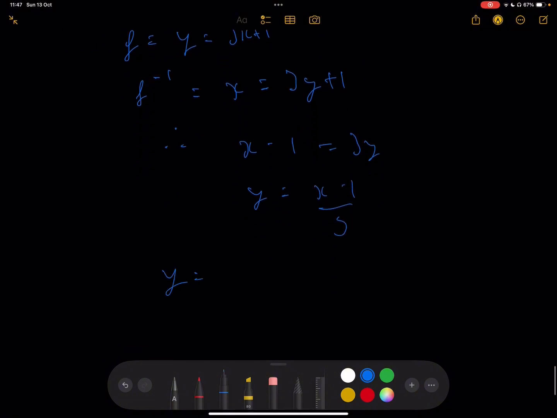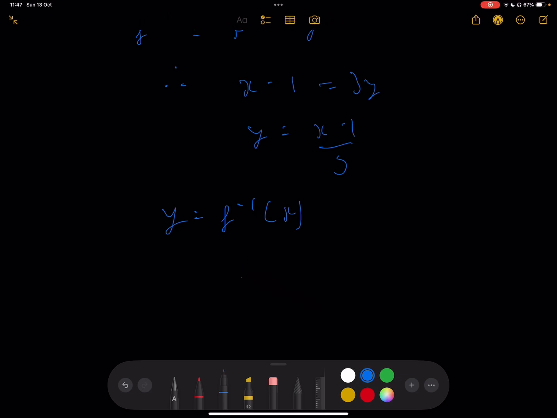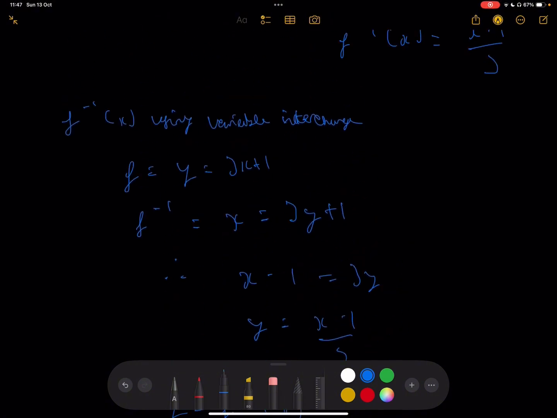And where y is equal to the inverse function of f of x, therefore f minus 1 of x is equal to x minus 1 over 3. As we know, we can do variable interchange as it's the inverse of f of x, therefore we can just switch the variables around. Nice. Now let's do another one. Let's look at another example.